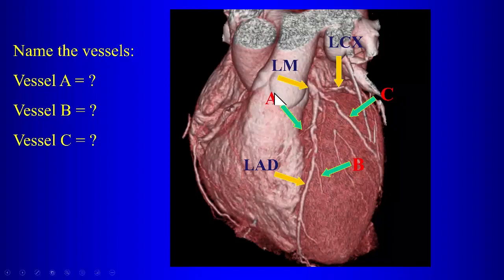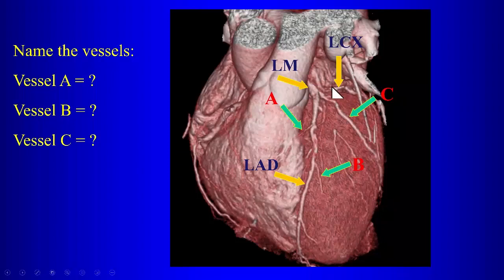Yes, but okay, so this is the left main coronary artery here. What is vessel A? This guy right over here. See, this is LAD, and then we have this tiny guy coming off the LAD. What is that guy? All right, so that's a septal perforator branch, right? That goes into the interventricular septum.